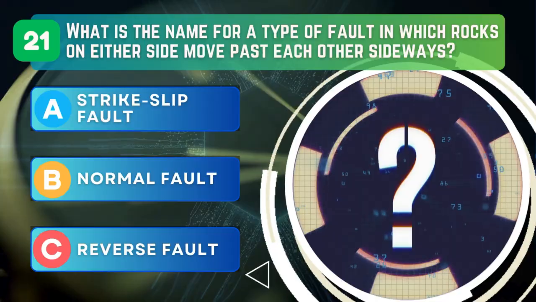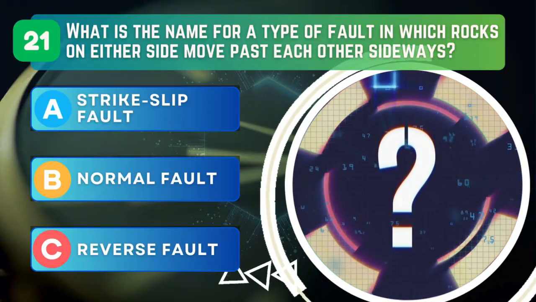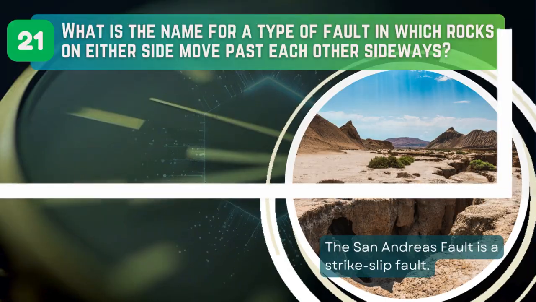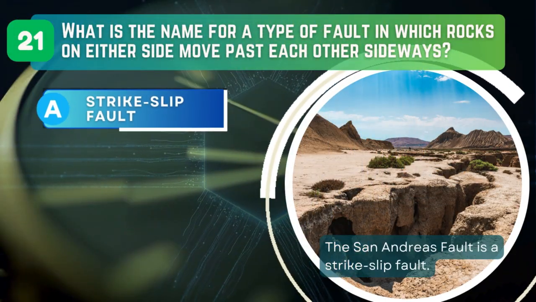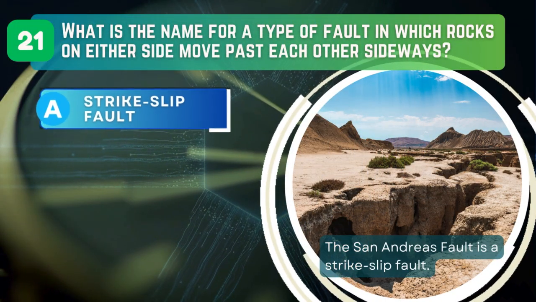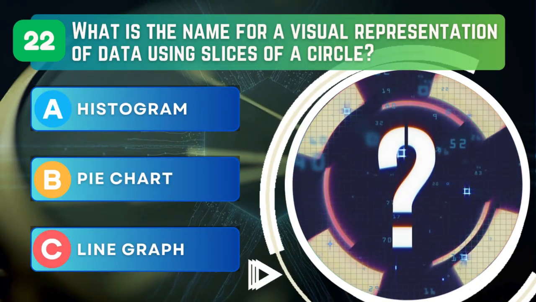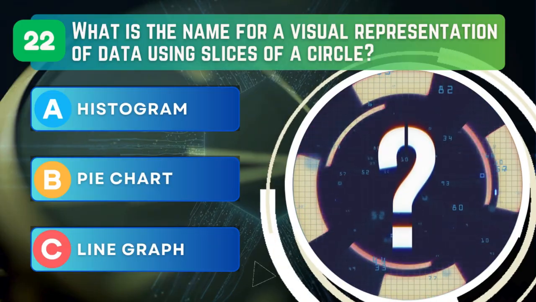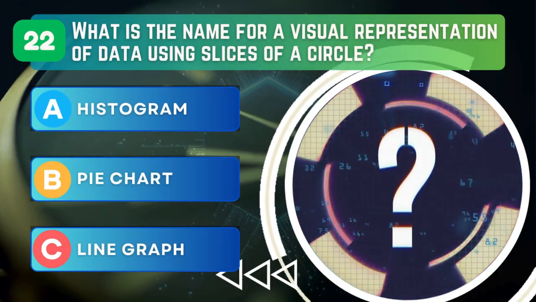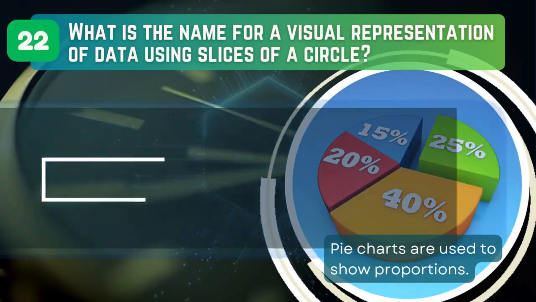What is the name for a type of fault in which rocks on either side move past each other sideways? Strike-slip fault. What is the name for a visual representation of data using slices of a circle? Pie chart.